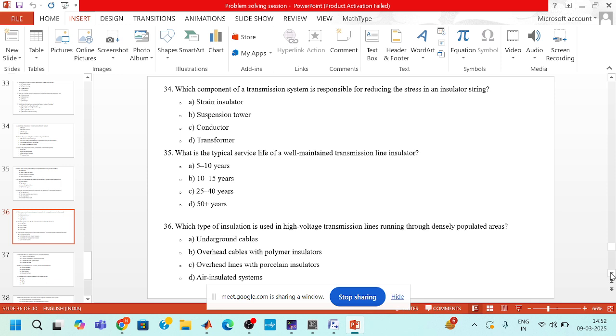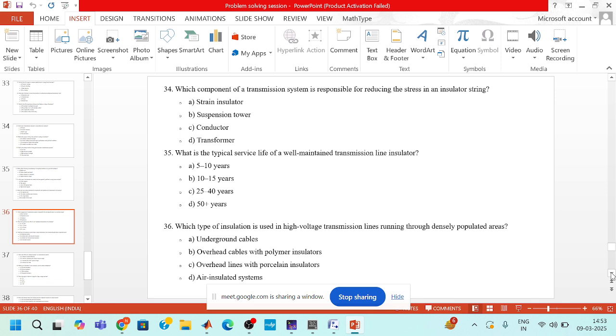Question number 35 is, what is the typical service life of a well-maintained transmission line insulators? Options are 5 to 10 years, 10 to 15, 25 to 40, or 50 plus years? 10 to 15 years, madam. Okay, answer B is correct. 10 to 15 years. This is the typical service life of well-maintained transmission line insulators.